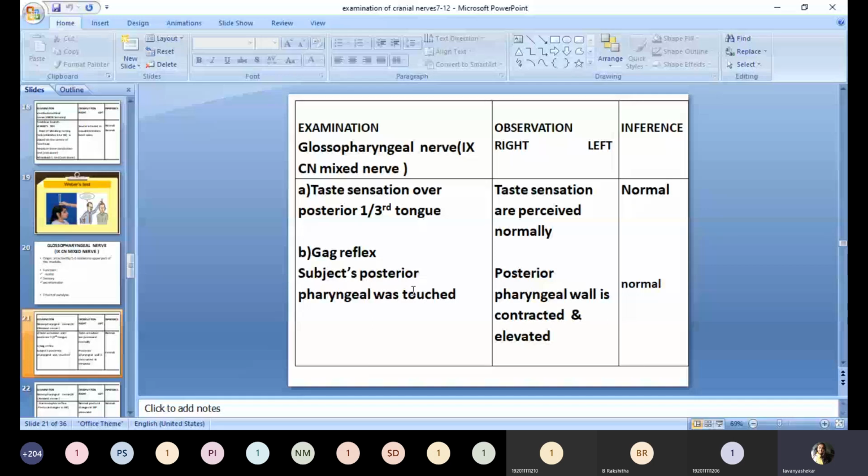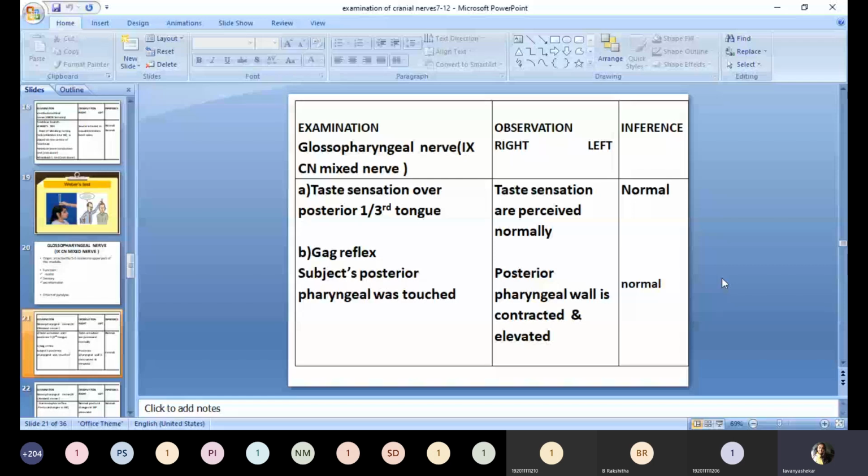Whenever you perform a gag reflex, there will be contraction and elevation of your posterior pharyngeal wall in a normal individual. So if you can see the contraction and elevation of the posterior pharyngeal wall, then the inference will be normal, that is, the glossopharyngeal nerve is intact. So these are the two tests that you are going to do to check for the 9th cranial nerve.